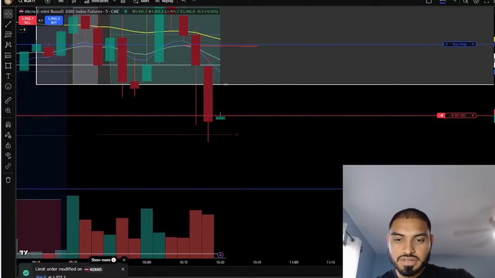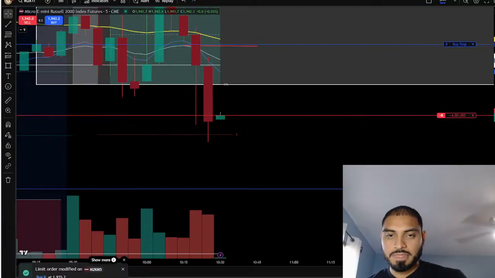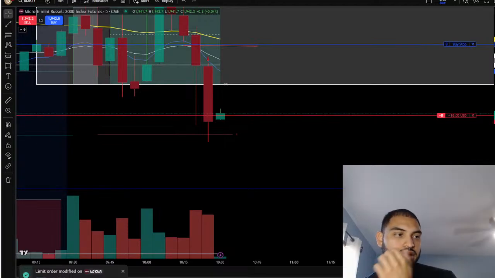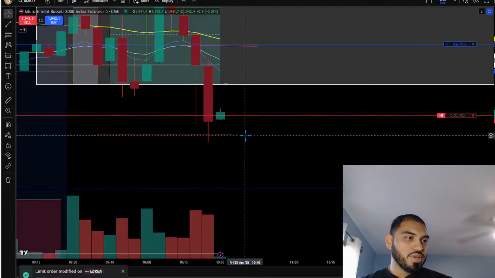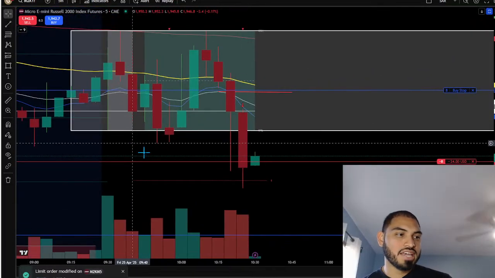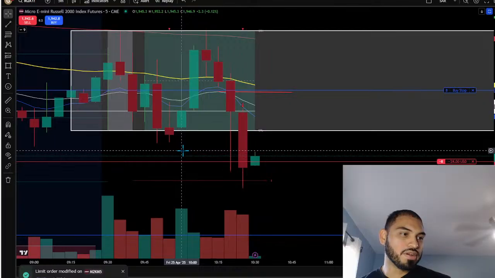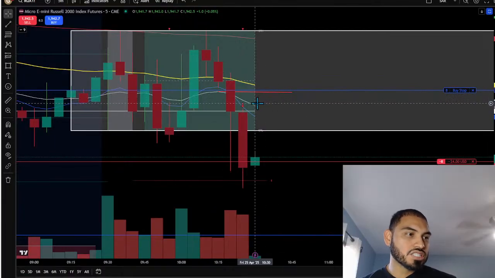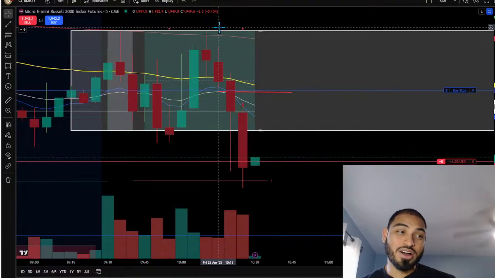So okay, all right. We took a position right here. So basically, what happened? We're taking the break and retest of the opening range. Did I give it enough of a stop loss? I mean, the swing high is all the way up there.